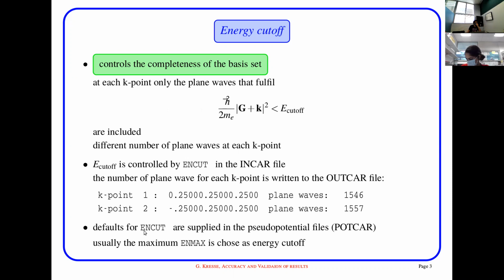And usually the energy cutoff, given by ENCUT, is given in the POTCAR. We will see later how you can retrieve it from the POTCAR. Anyway, the important number is that whenever you set a value for the energy cutoff, usually we set it to 450 electron volt.